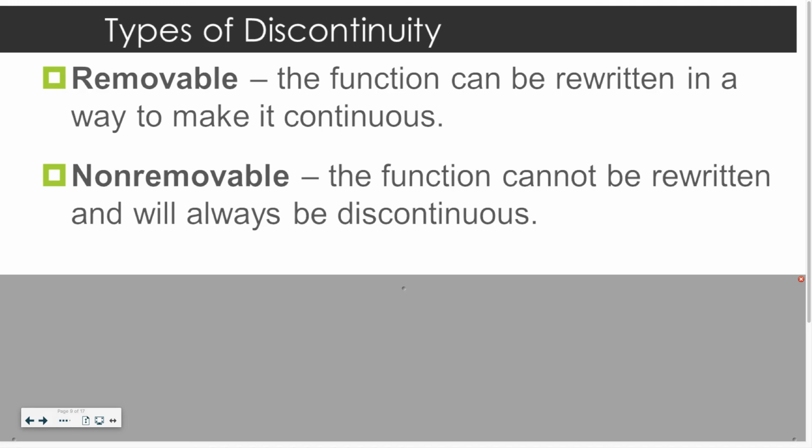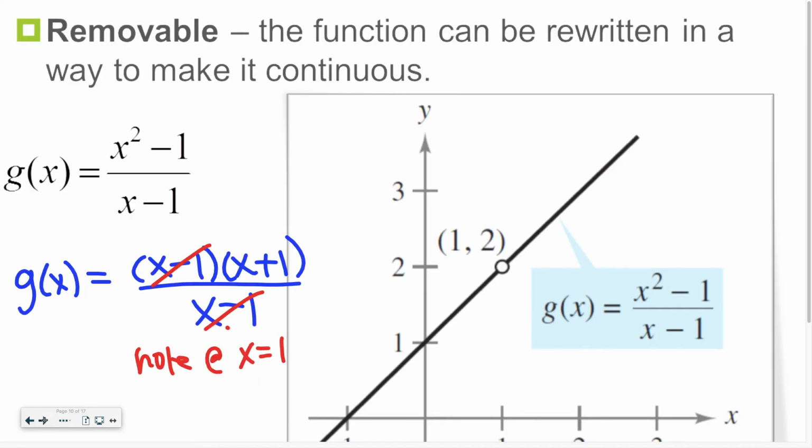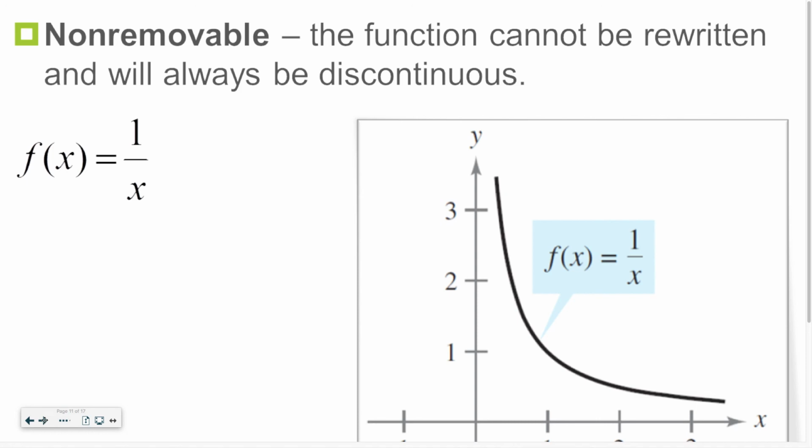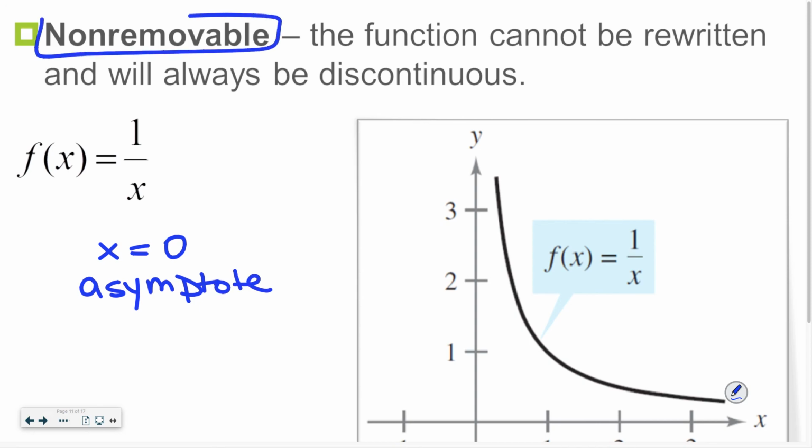Okay, so an example of a non-removable discontinuity: here's our function f of x equals 1 over x. We mentioned before, anything that makes our denominator 0 is going to be some sort of discontinuity. So here we know x equals 0 is where there's a discontinuity, but since there are no factors to cancel out, we know that this is an asymptote. Therefore, it has to be a non-removable discontinuity.